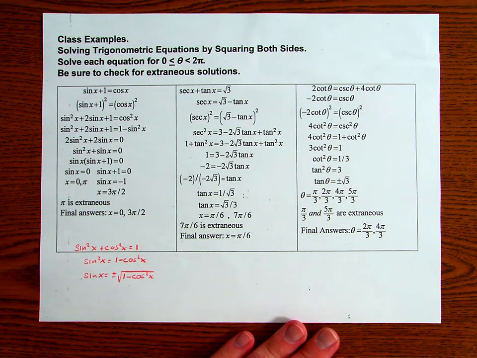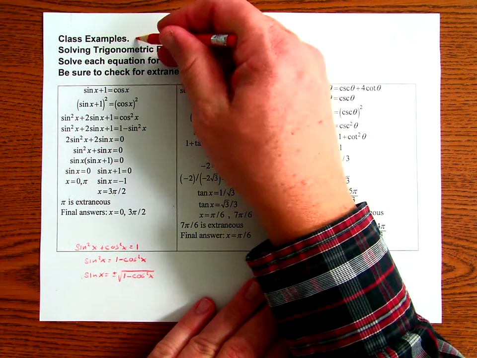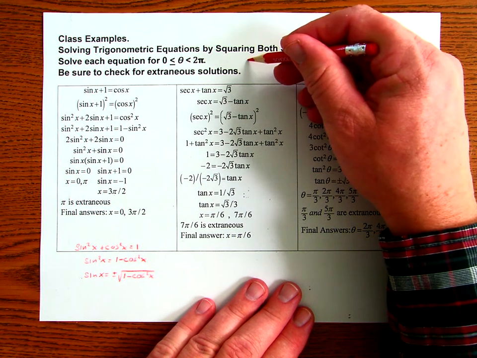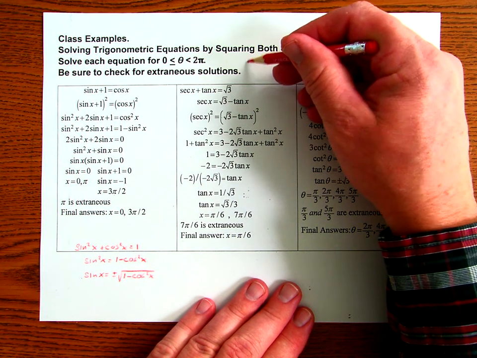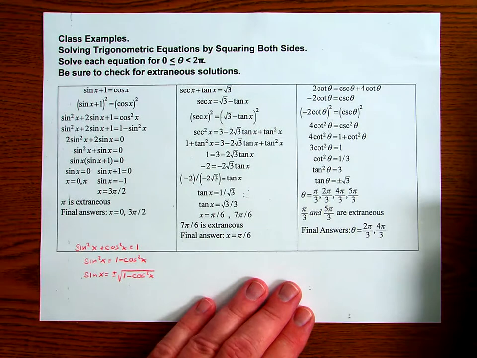Yesterday, we did a run-through of some basic strategies to consider. Today, we're only going to be considering one strategy. Reading our examples here, the instructions say: solving trigonometric equations by squaring both sides. Solve each equation in the 0 to 2 pi interval. And they're telling us to be sure to check for extraneous solutions.